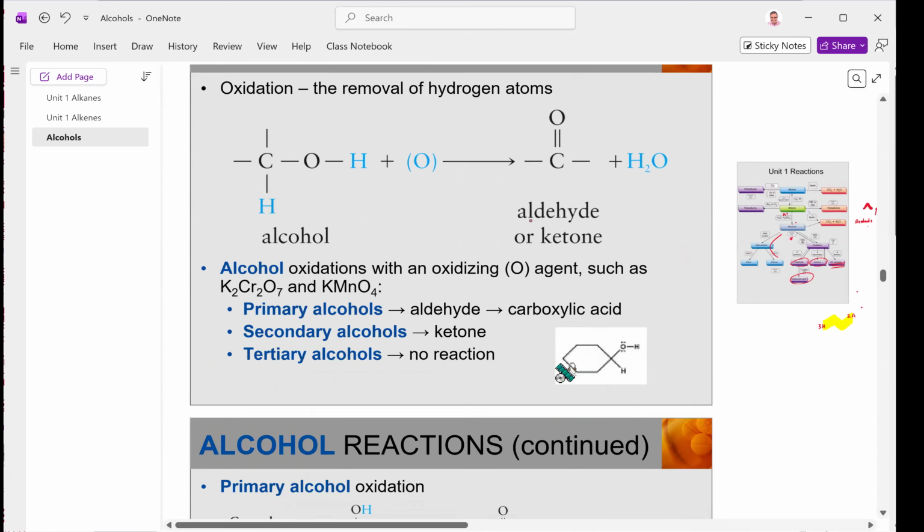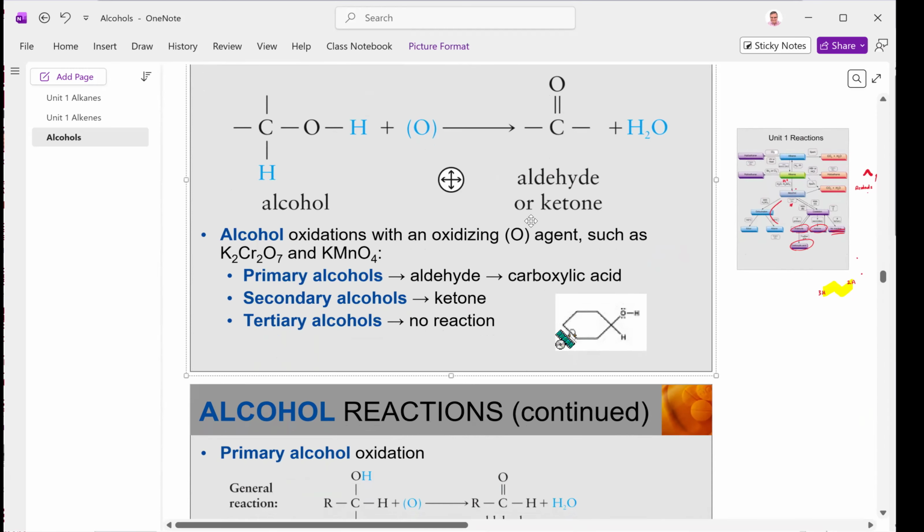Okay, so primary alcohols, when oxidized, and I'm going to use this in our class. Our first wet lab is on alcohol, by the way. And we're going to be oxidizing them, reducing them, all kinds of stuff.